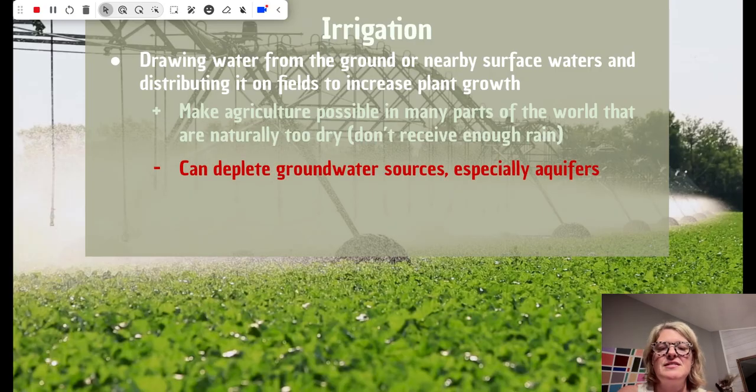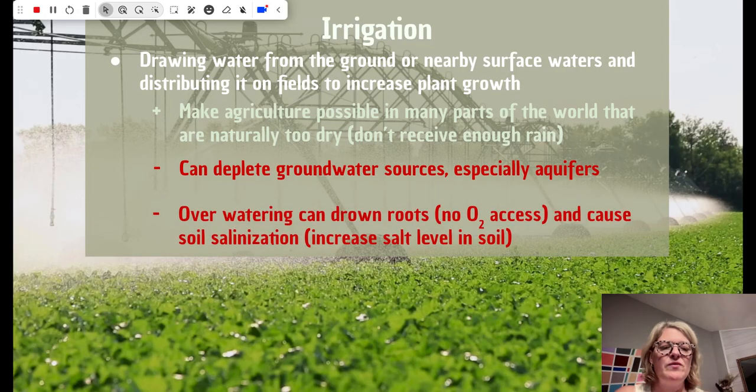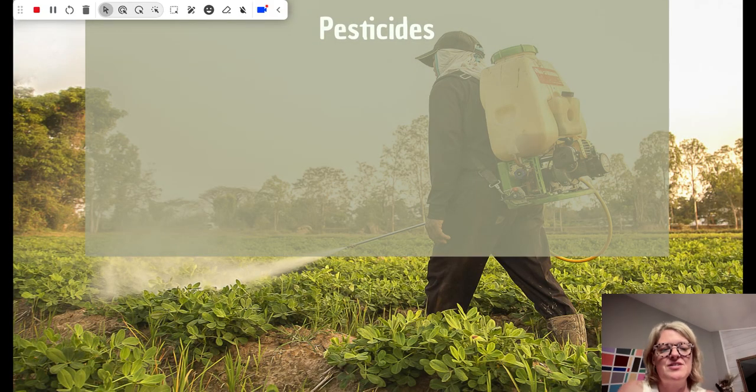The problem is that this ends up depleting our groundwater sources like aquifers, or even the Colorado River, which is a famous example of where we're using too much water. Really it's the tragedy of the commons, like we talked about in 5.1. The other issue is that we're overwatering, and that can drown the roots because the roots end up not getting enough oxygen from the soil. Irrigation can also cause soil salinization. We'll talk about this a little more later, but it increases the salt level in the soil, which is actually toxic for plants.